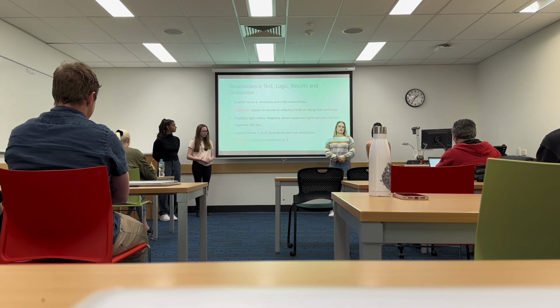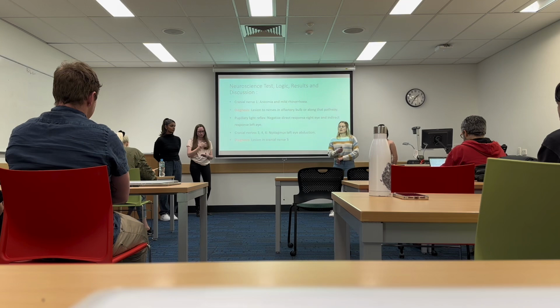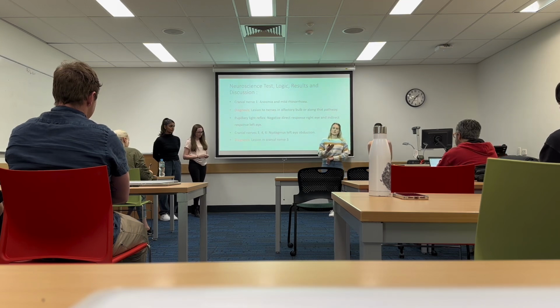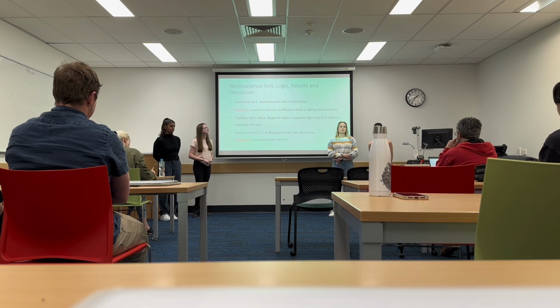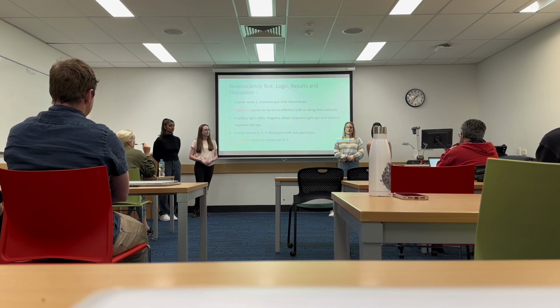So, upon examination of cranial nerve 1, the patient was unable to smell in both nostrils and had discharge from the nose, resulting in the diagnosis of anosmia and mild rhinorrhea. So a potential cause for the anosmia is a lesion to any of the nerves that make up the olfactory bulb or along that pathway. So the pupillary light reflex was negative for both the direct response in the right eye and the indirect response in the left eye.